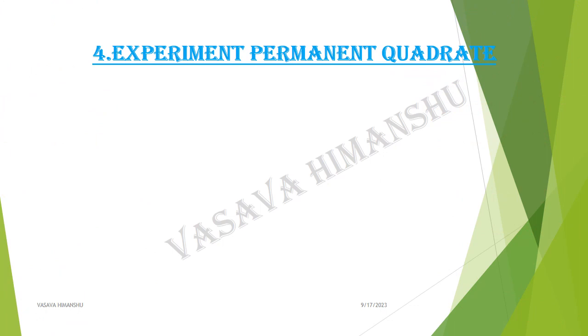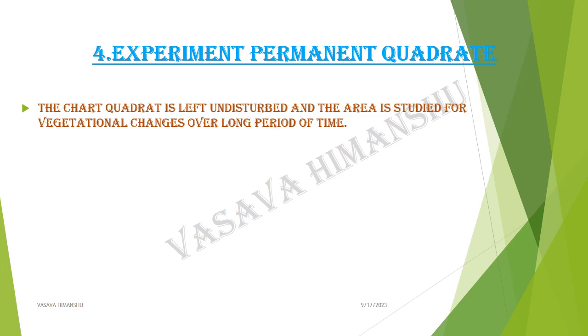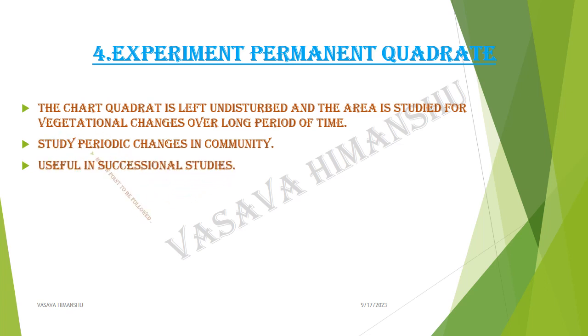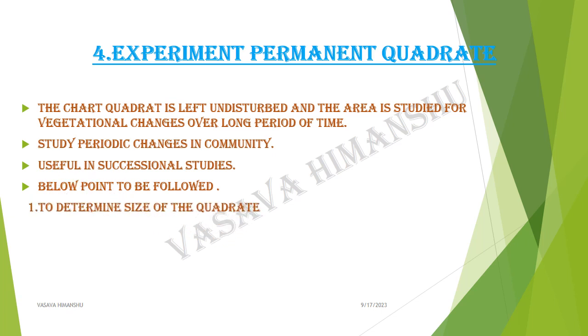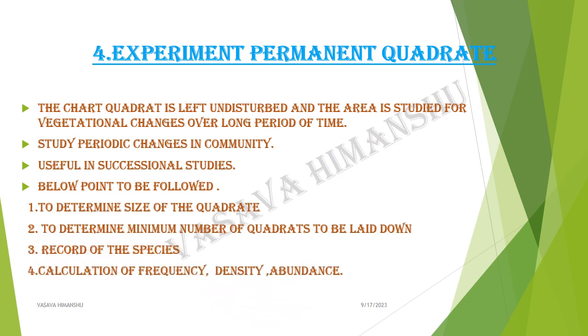Next is the experimental permanent quadrat. The chart quadrat is left undisturbed and the area is studied for vegetational changes over a long period of time. It studies periodic changes in the community and is useful in successional studies. Points to be followed: number 1, to determine the size of the quadrat. Second, to determine the minimum number of quadrats to be laid down. Third, record of the species. Fourth, calculation of frequency, density, abundance.